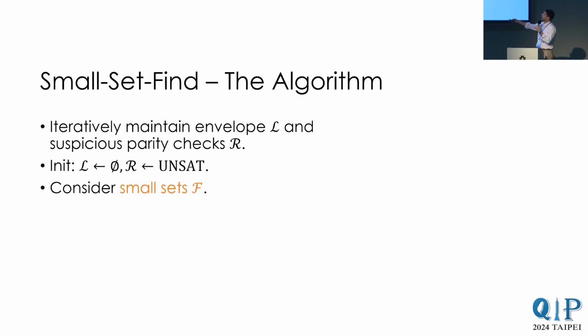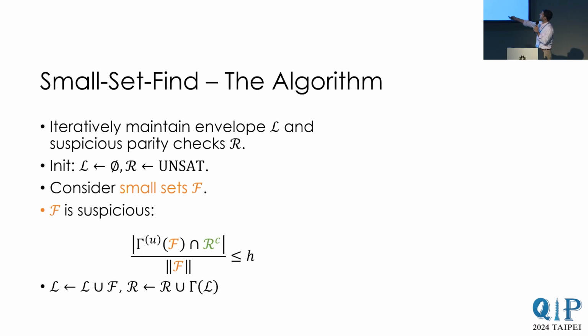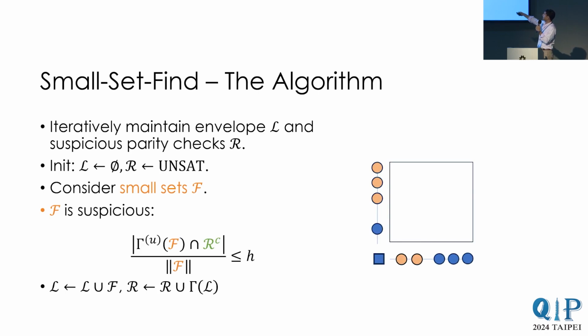And how this algorithm is going to work is it's going to consider small sets F that are inside the support of a Z-type stabilizer. So you're going to begin by considering Z-type stabilizers, and the set F in this example that I've used to illustrate how this algorithm works, the qubits are highlighted in orange. And when is this suspicious? Well, there's a score function to tell you whether or not this set F is suspicious.